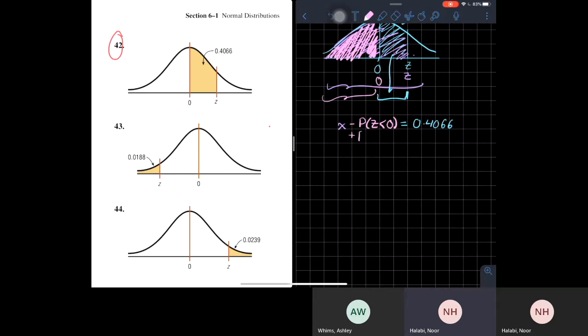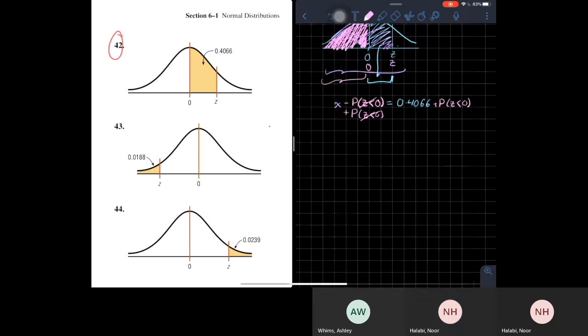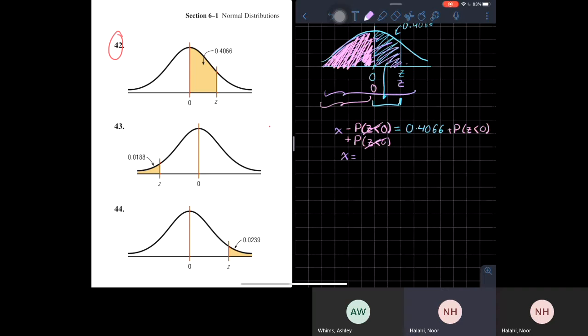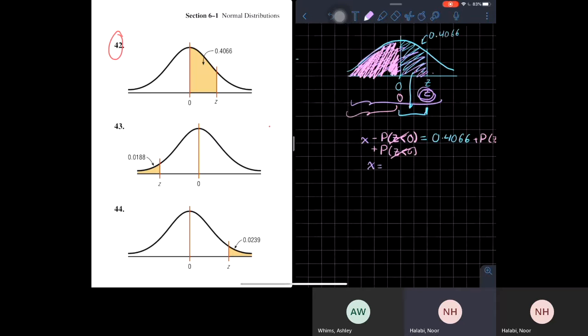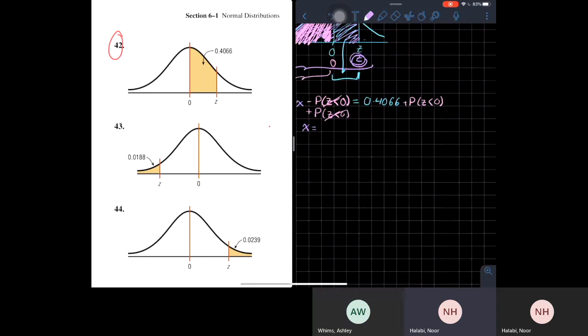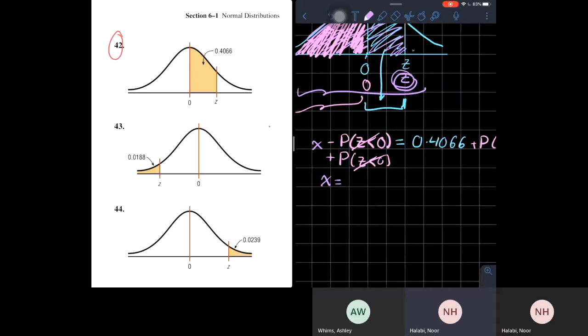I can add the probability of z less than 0 here so that they cancel out, but I have to also add it to this side, plus the probability that my z is less than 0. So this is what my x is, my big X. Basically I just need to find the bigger purple area so that I can find what my z value is. The area in between plus the area to the side, which is the pink portion, which we took away from it, would give us the actual bigger area.